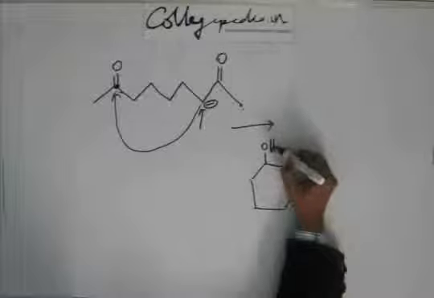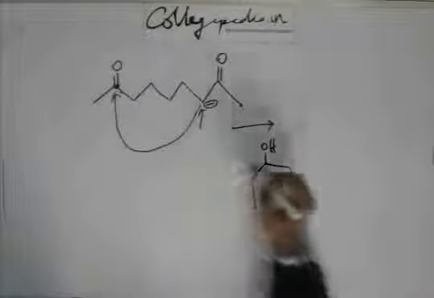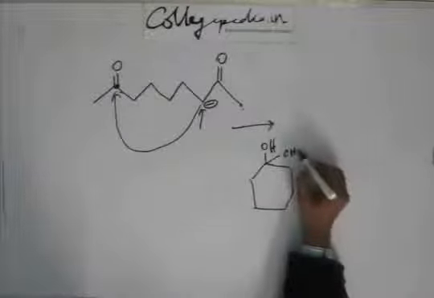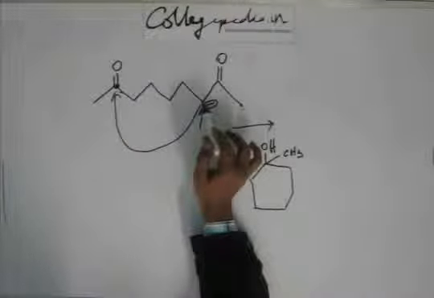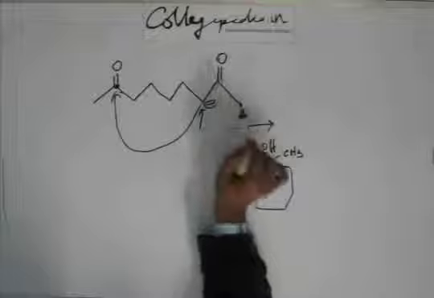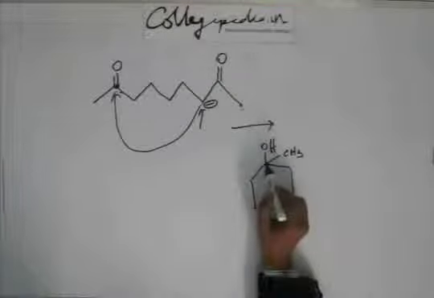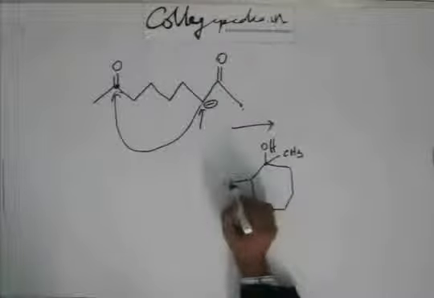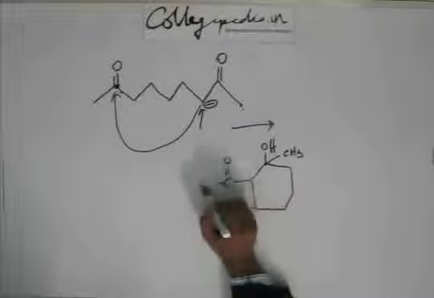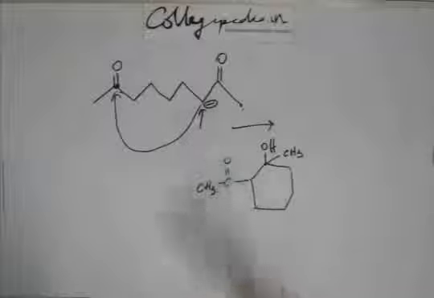So draw the OH. This carbon also has a methyl group, so draw the methyl group. And 1, 2, 3, 4, 5, 6, the sixth carbon has a COCH3 group on it. If we consider this as carbon number 1, this carbon is carbon number 6, so it has the COCH3 group on it. So this is the product we are looking at. Now this is the ketol.